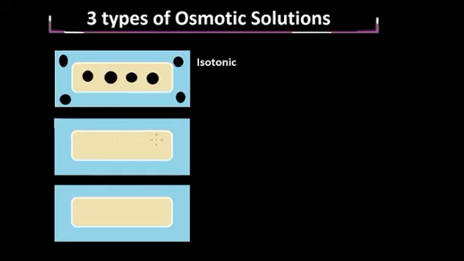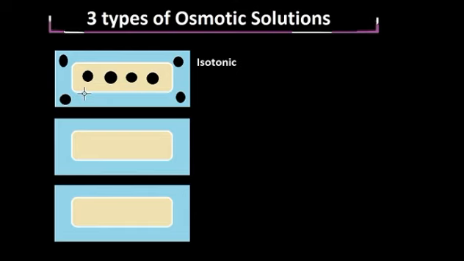The three types of osmotic solutions are isotonic, hypotonic, and hypertonic. Let's start by talking about an isotonic solution. In brown, we have our cell, blue represents the water surrounding the cell, and black represents the solutes. In this case, let's say salt. In an isotonic solution, the amount of solute, or in our case salt, inside the cell is equal to the amount of solute found outside of the cell.